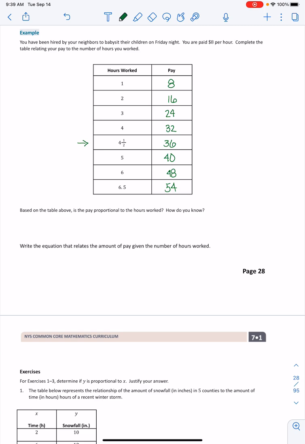It says, based on the table above, is the pay proportional to the hours worked? And how do you know? Yes, it is proportional because each number was multiplied by the same number per hour.